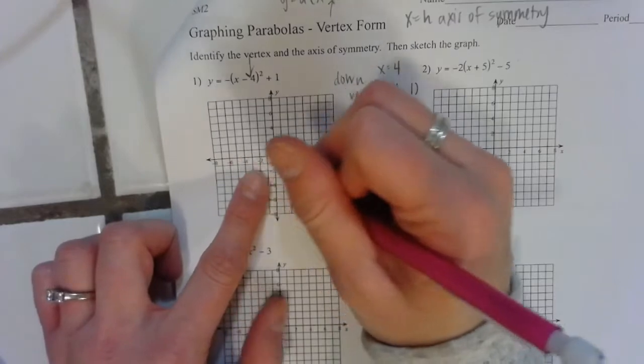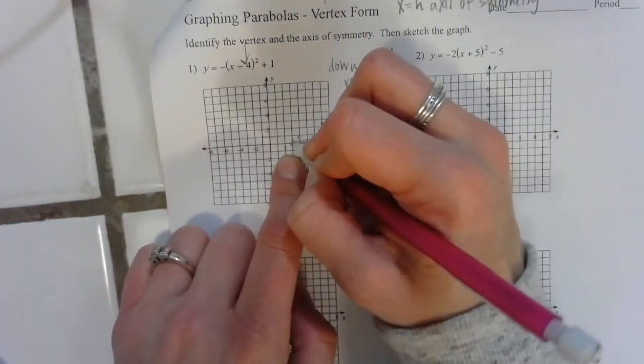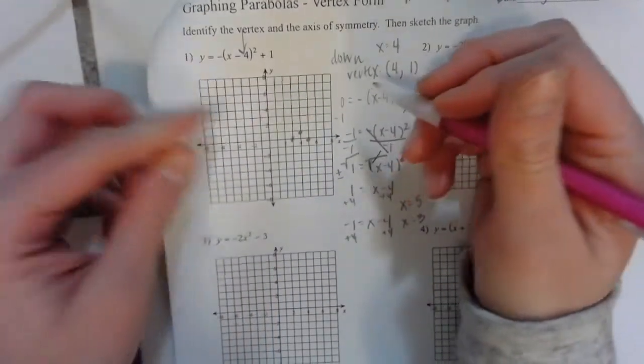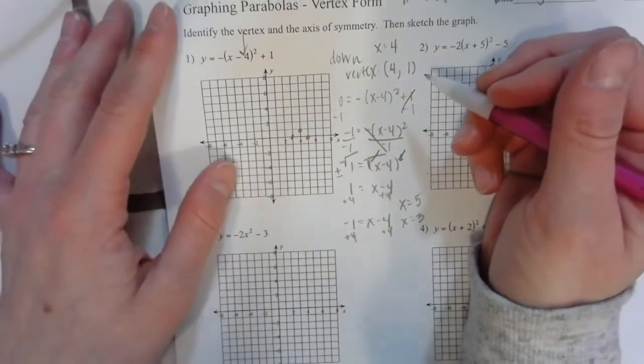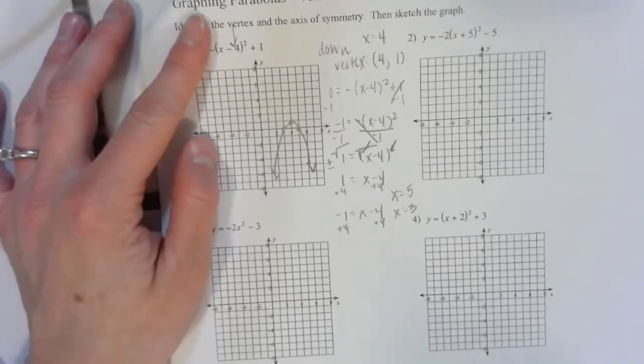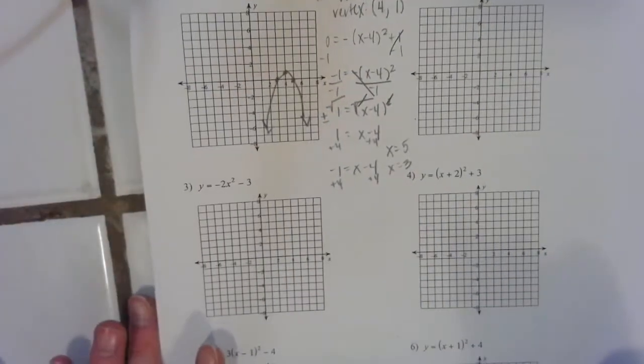So that means on my x-axis, I go to 5 and put a dot, and then I go to 3 and put a dot, because my y value is 0. That's what we set it equal to. And then my parabola goes down like this. Okay, let's do another.